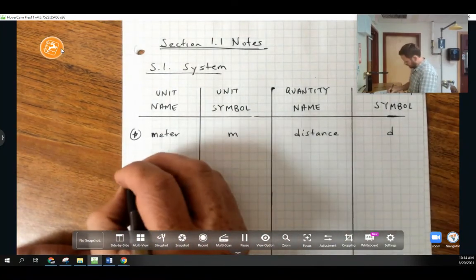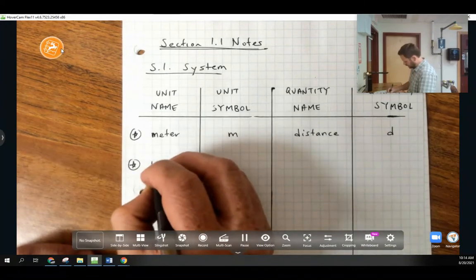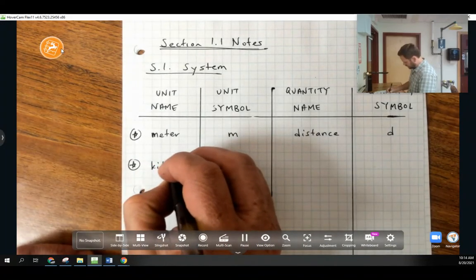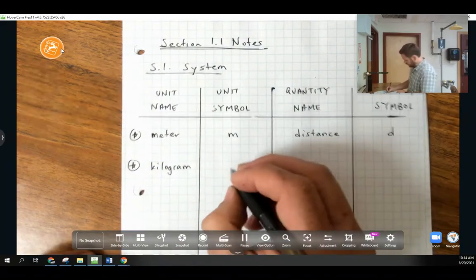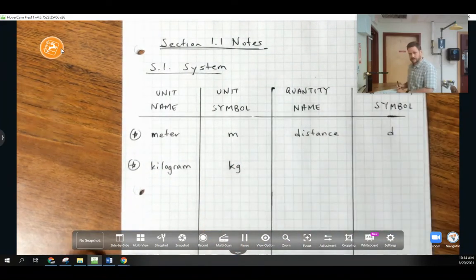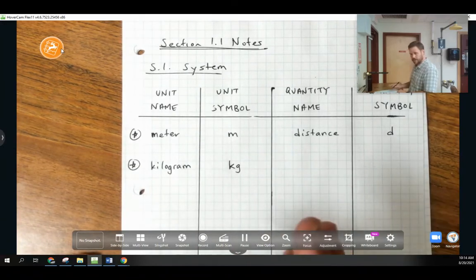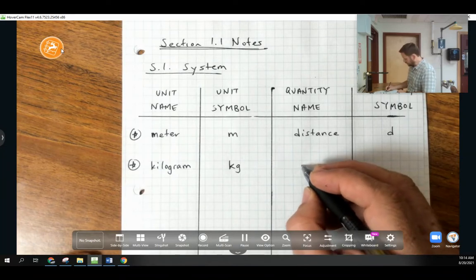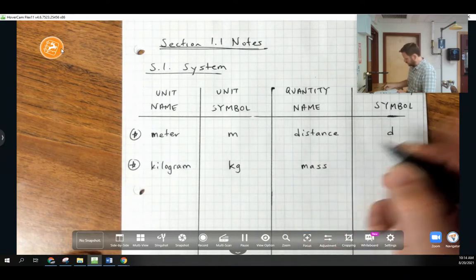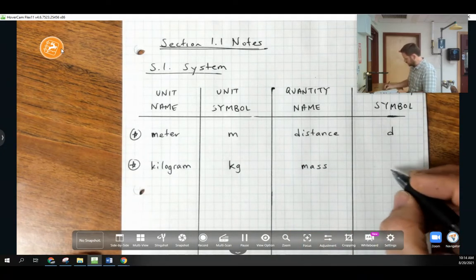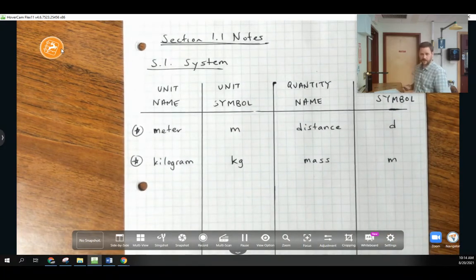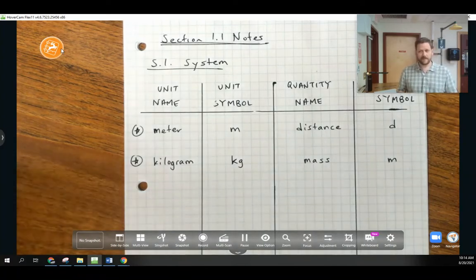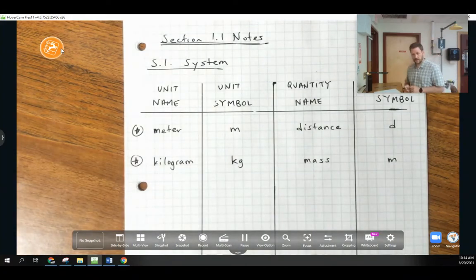Also, the unit kilogram is a base unit. Notice it's interesting that the base unit is a kilogram, not a gram, and the symbol for the kilogram is kg. We'll talk about prefixes in a minute. The quantity that kilogram measures is not weight, but rather mass, and we want to distinguish between mass and weight. That's one of our learning objectives in this unit. The letter M is the symbol for mass. So let's keep going. There's 7 of these all together, and some of them are more commonly used in chemistry than others.